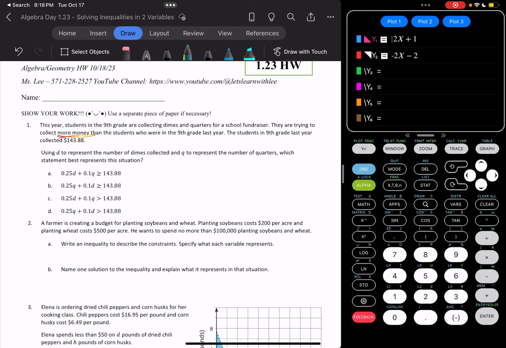And again, they're collecting dimes and quarters. So we're looking at 0.25 times the number of quarters plus 0.1 times the number of dimes is greater than 143.88, and that is matched nicely with D. All right, C is wrong because it has the dimes with the value of the quarter. B is wrong because it has greater than or equal to. A also is greater than or equal to, and the dimes are mixed up with the wrong coefficient there.